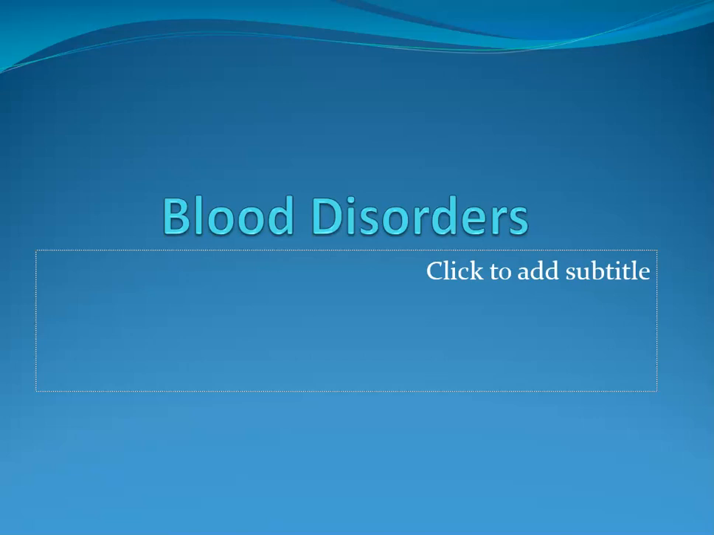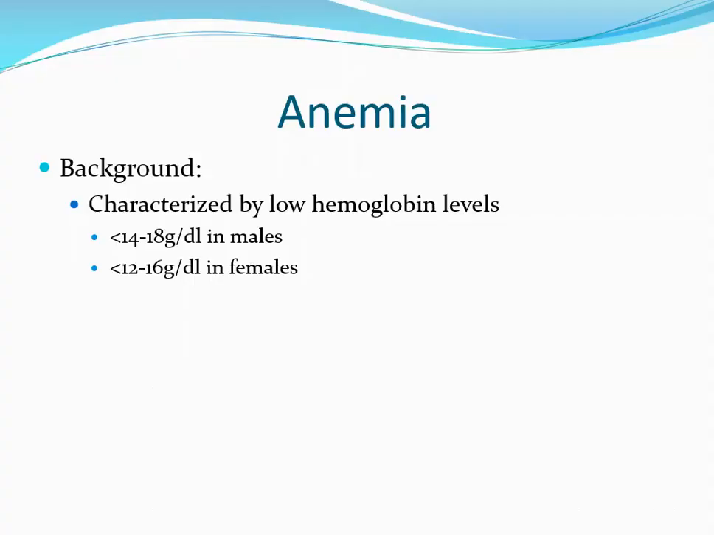In this unit, we will look at various blood disorders involving either the formed elements of the blood or the coagulation cascade. The first of these disorders is anemia. Anemia is characterized by low hemoglobin levels, numbers less than 14 to 18 grams per liter in males and 12 to 16 grams per liter in females.